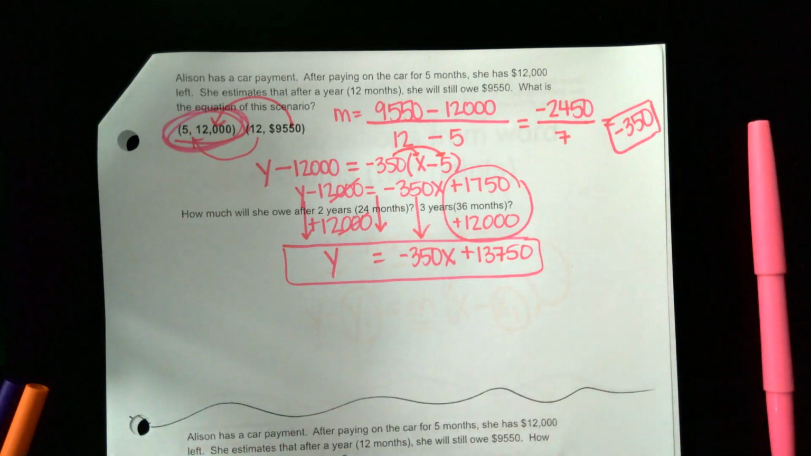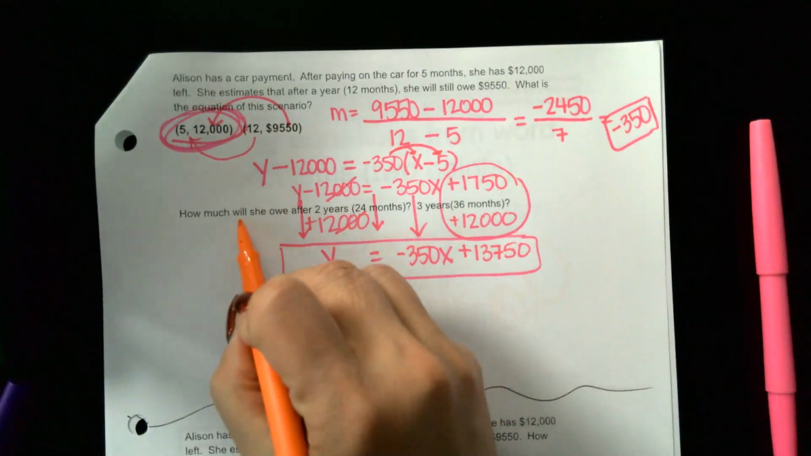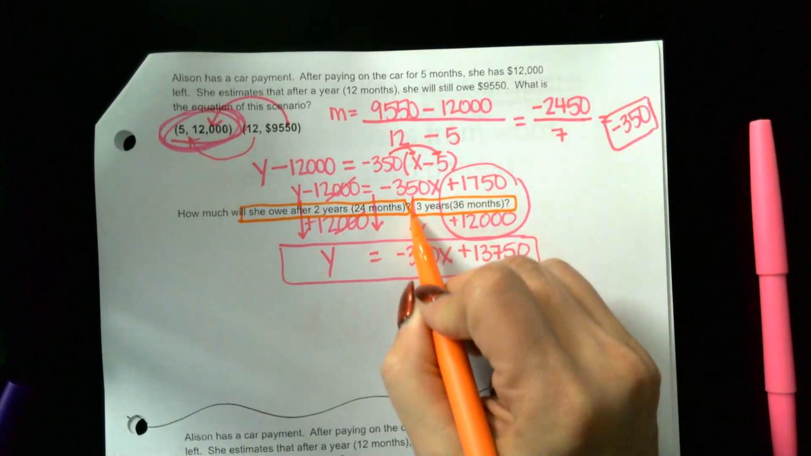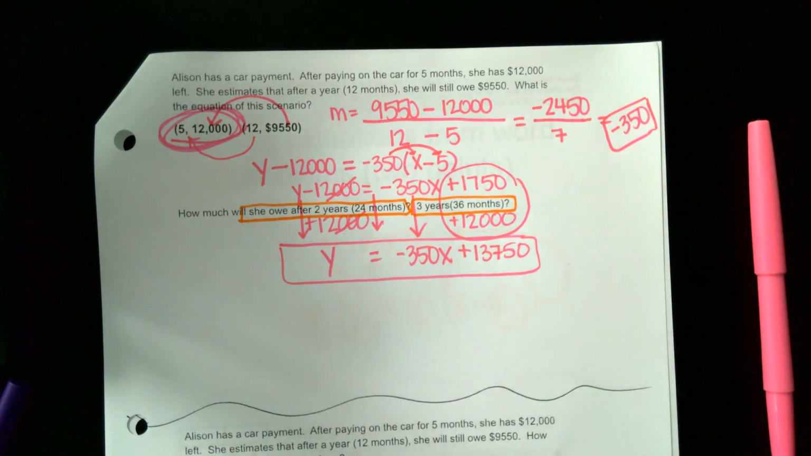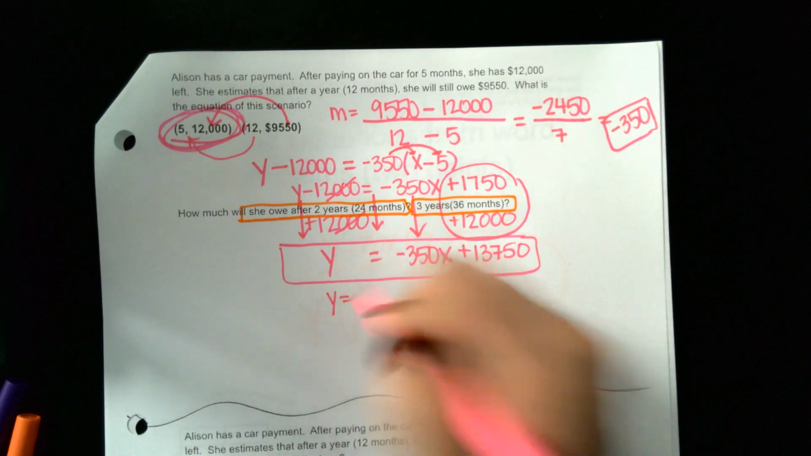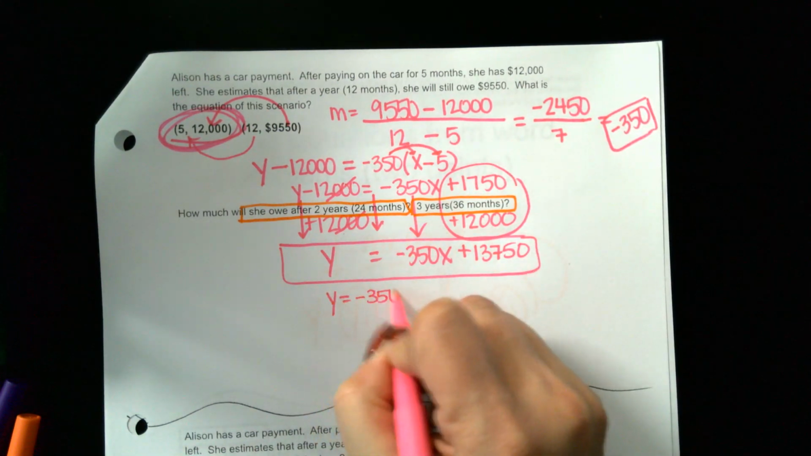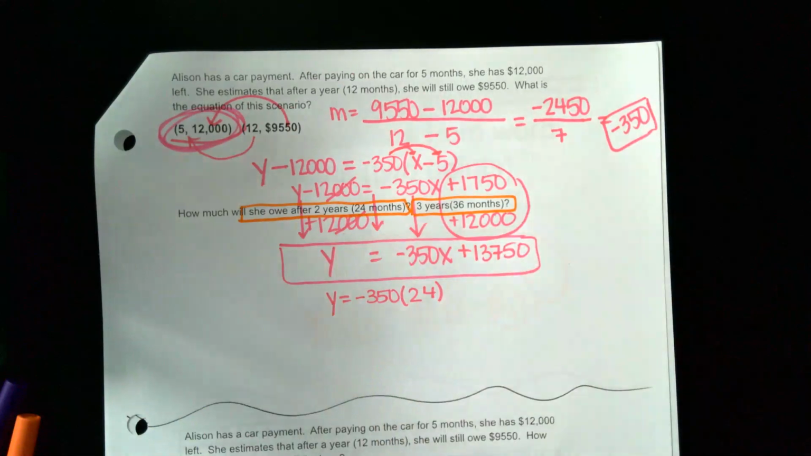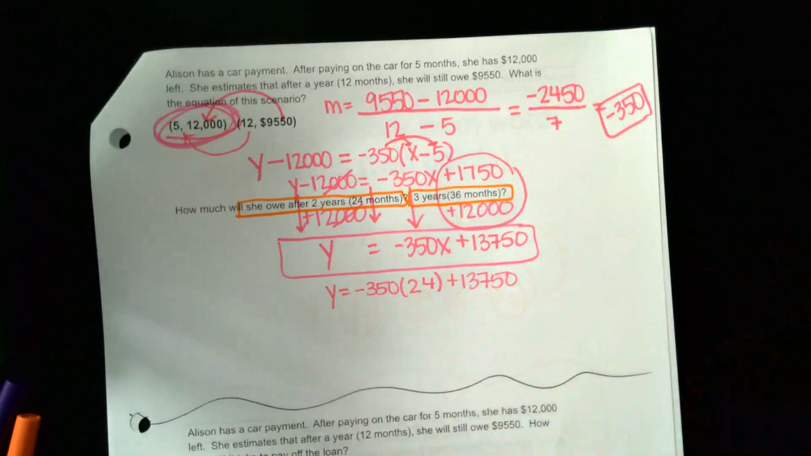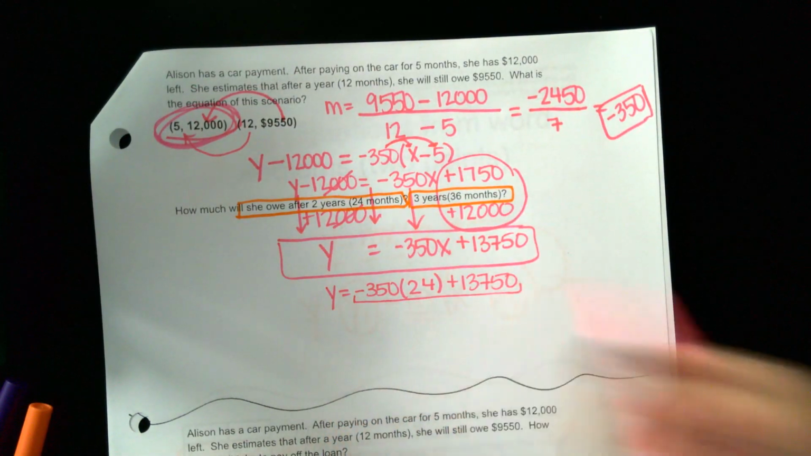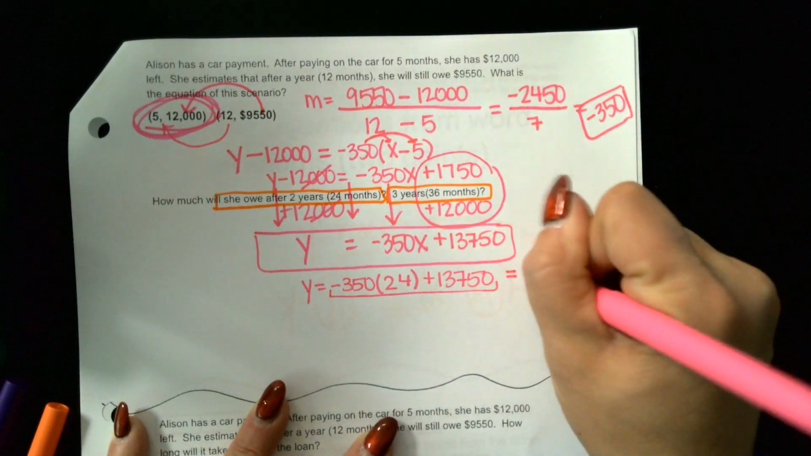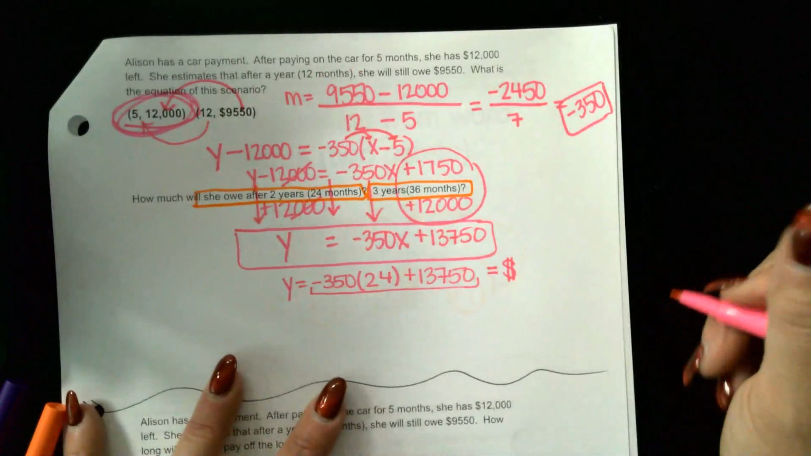Okay, so now I know I kind of wrote over it again, but they want to know how much she's going to owe after 24 months and after 36 months. Where are we going to plug the number 24 into? Where the x is. So we're going to do y equals negative 350 times 24 plus 13,750. And then, like I said, when you guys have that, you can just type that whole thing directly into the calculator. And this is going to show us after 2 years how much does she still owe.